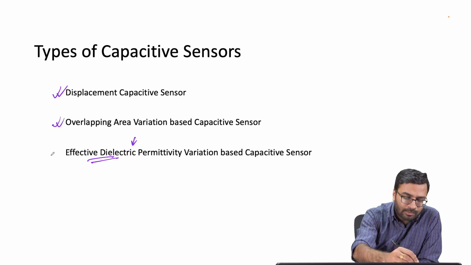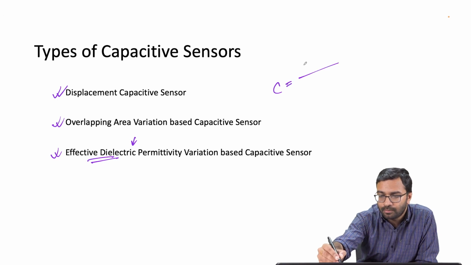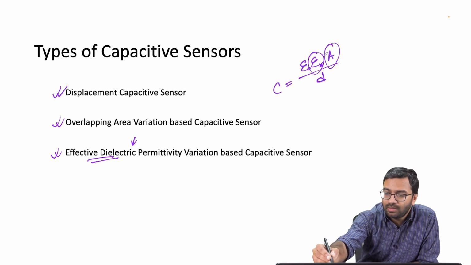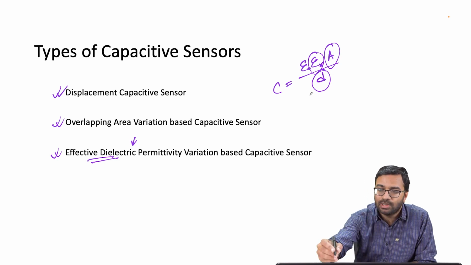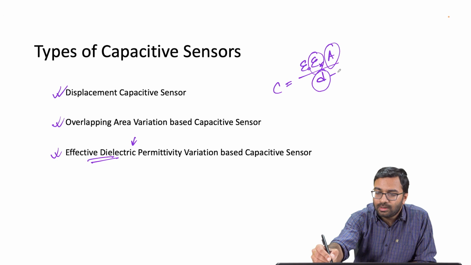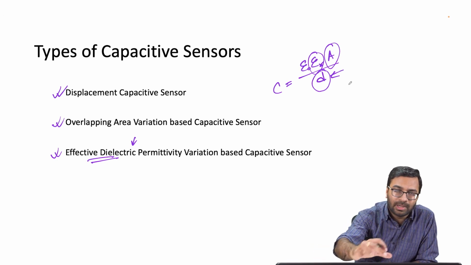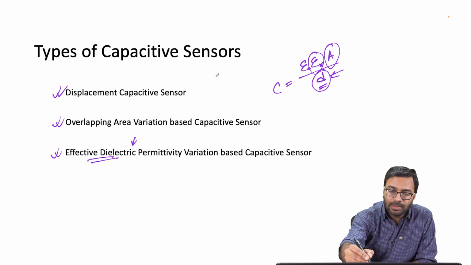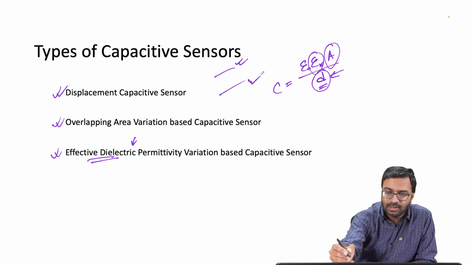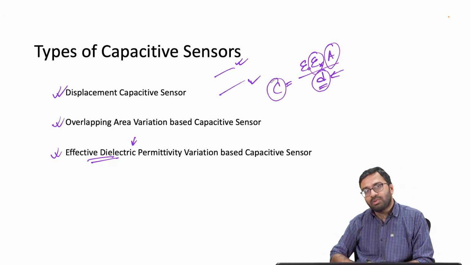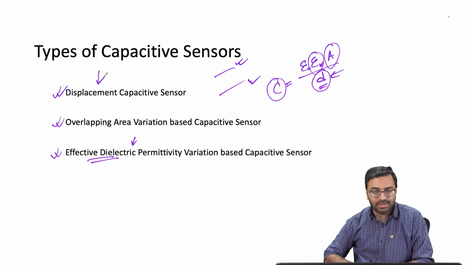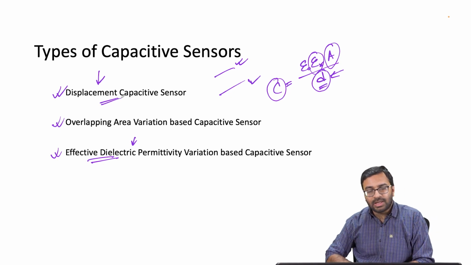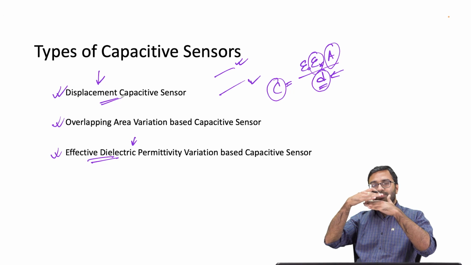These three types basically come from the definition of the capacitor. If you see, we have three different parameters that we can vary in a capacitor. The first one is the distance between the metal plates. If we can vary the distance between the parallel plates, then this will give you a change in capacitance, and then you can quantify the same. This is the displacement capacitive sensor. If you can vary the distance between two electrodes, definitely you will get a response accordingly.